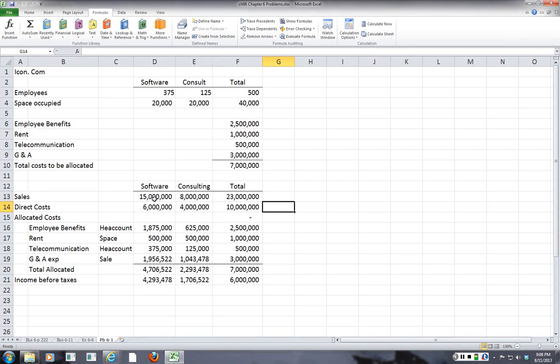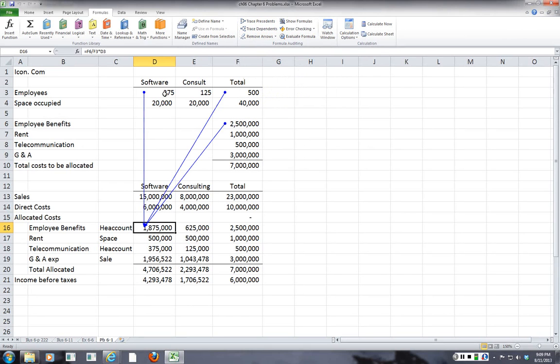So now down below, we've got software. 15 million in sales for software, 8 million for consulting. That's $23 million. So direct cost is 6 million to software, 4 million to consulting, 10 million. So now here's the allocated cost, which is what we're working with. We've got the head count. Okay? Head count is allocated on the number of employees.